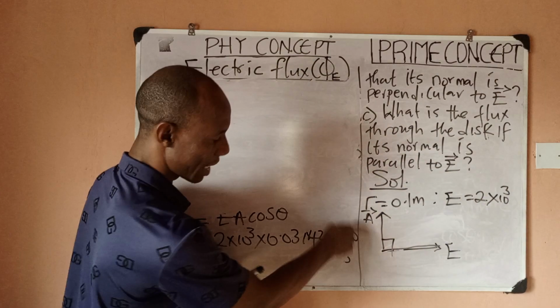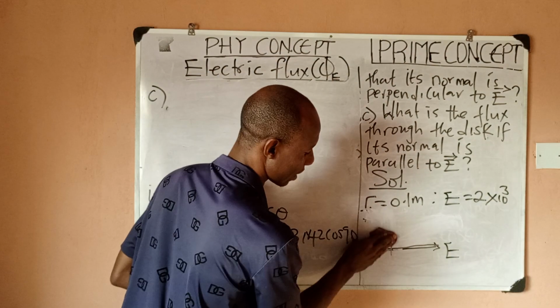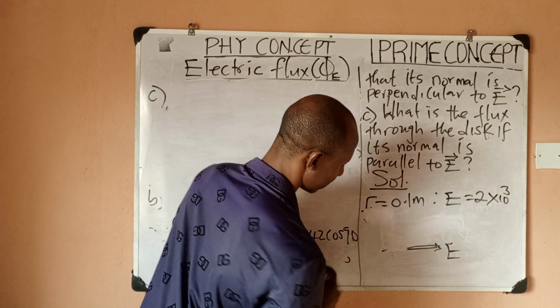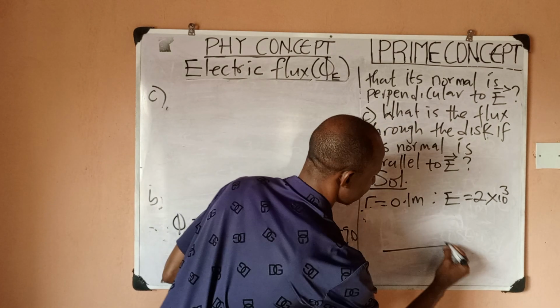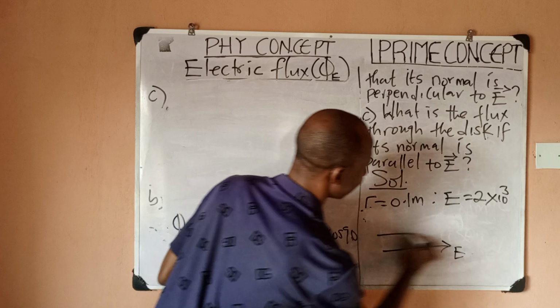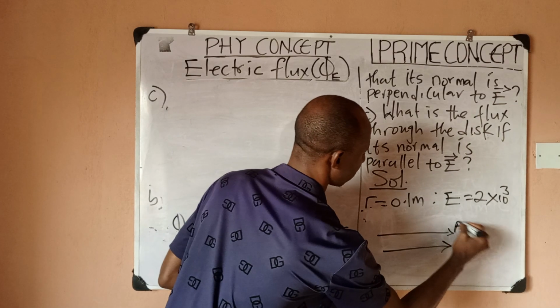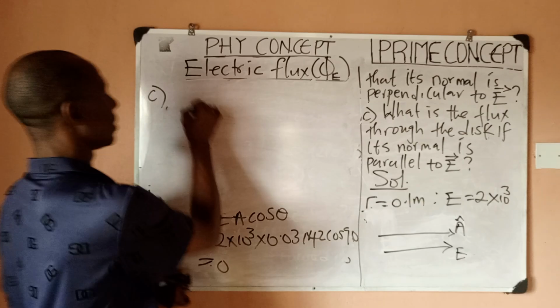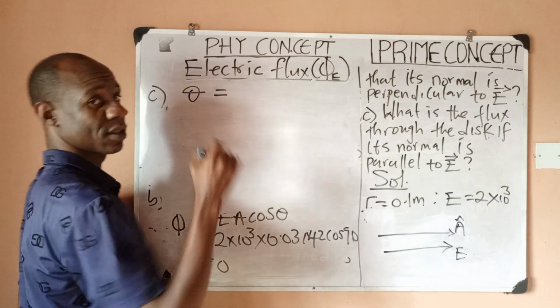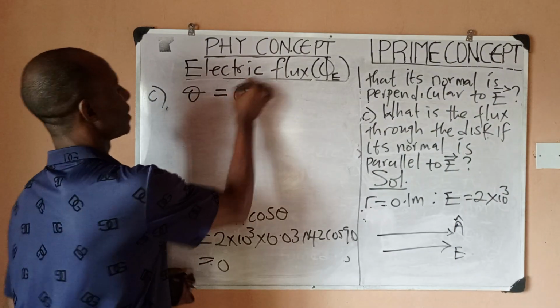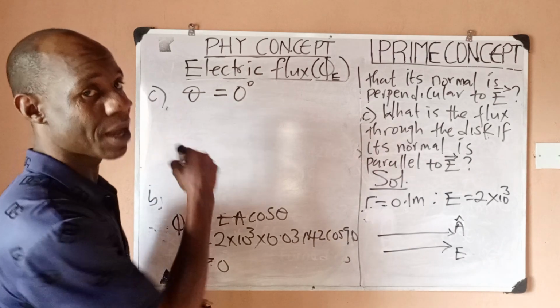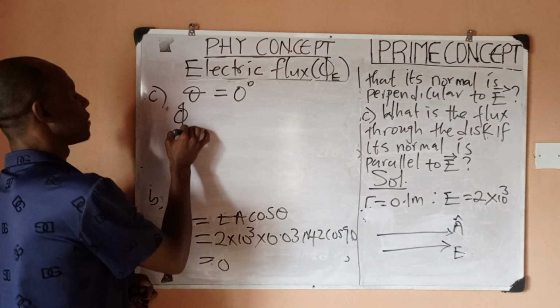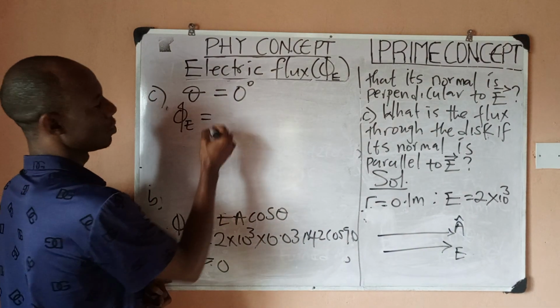That is to say, the normal now, under this condition, this is our E, and then the normal is now like this. So this is our normal. So they are now parallel. If they are parallel, it simply means that the angle theta is going to be 0 degree. And this is where you have your maximum flux.